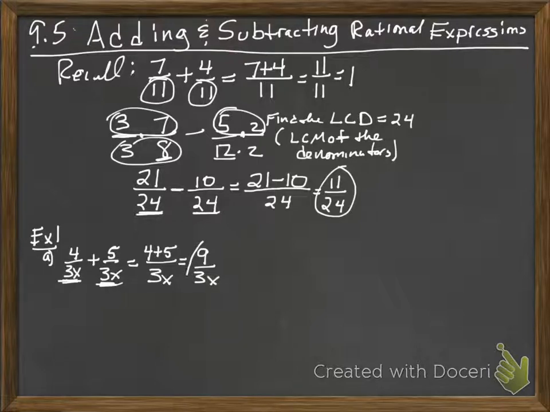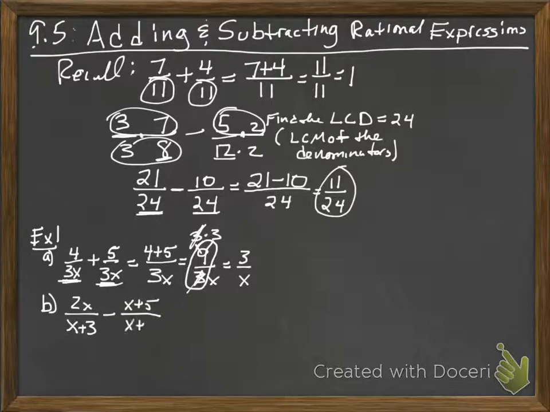Now here, since I'm dividing 9 by 3, I can simplify that into 3 over x. If you remember from the last lesson, we can cancel common factors if possible, right? 9 is really 3 times 3, so I can cancel one of these 3's with one of those 3's, and we're left with a 3 over an x. So that would be our final answer for A. For B, let's do another one. Let's say we have 2x over x plus 3, and I was subtracting the fraction x plus 5 over x plus 3.